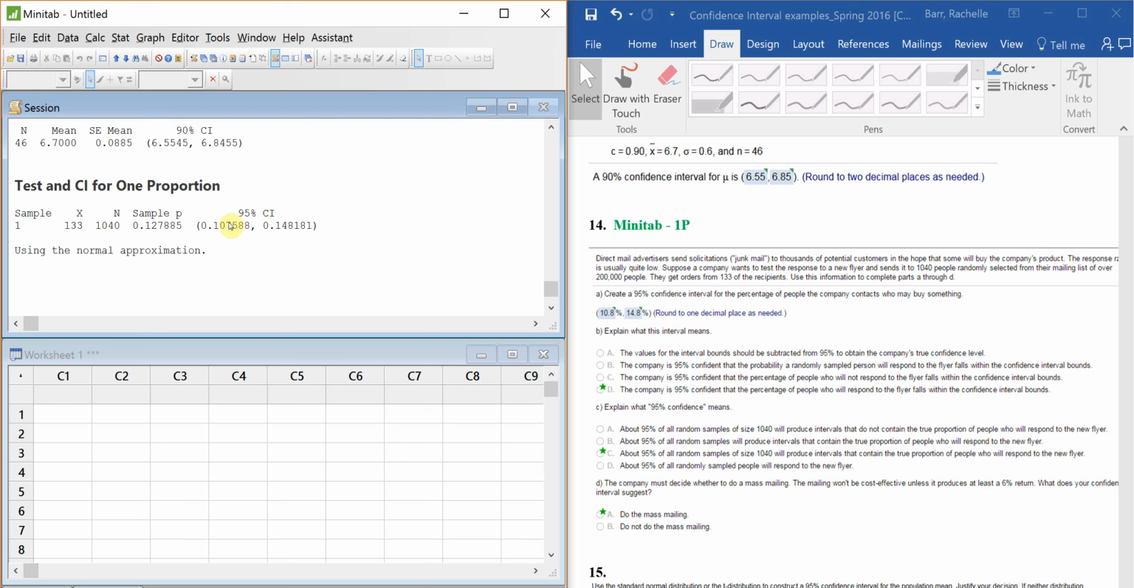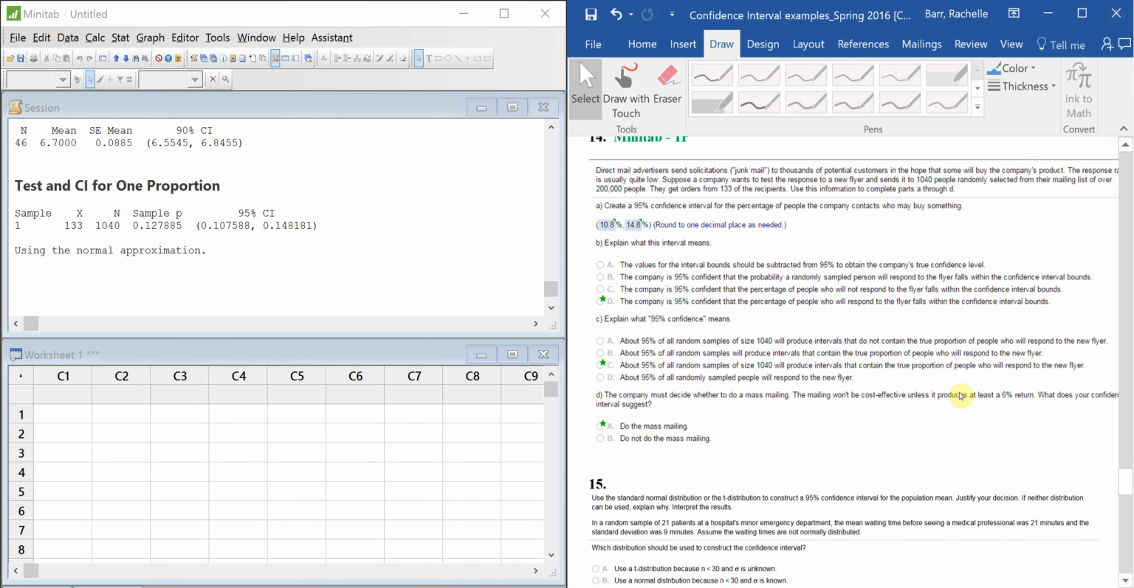Be careful with your rounding here since it only wants one decimal place. So 10.8 up to 14.8. Again, remember, make sure you use the normal approximation here. Otherwise, this comes out much larger and it gives you the incorrect values.